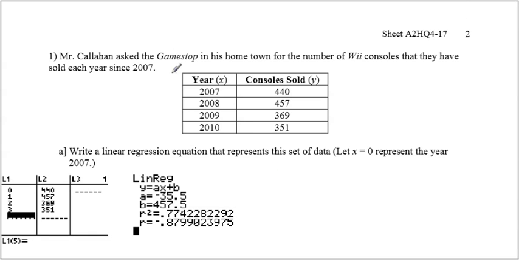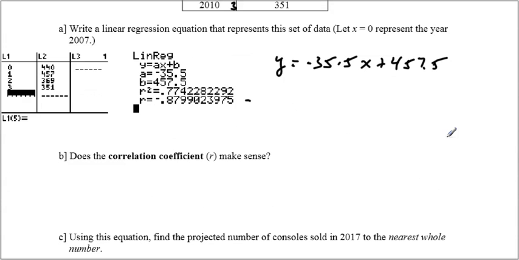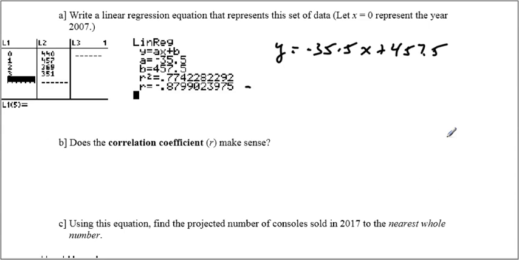Alright, so Mr. Callahan asked GameStop in his hometown how many Wii consoles they have sold each year. So this is going to represent year 0, year 1, year 2, year 3. Write a linear regression, so we do that, and we end up with y equals negative 35.5x plus 457.5. Now this is our correlation coefficient, the R right there, and we need to know that. Does the correlation make sense? Yeah, the values are going down considerably, so yes. The values keep decreasing.